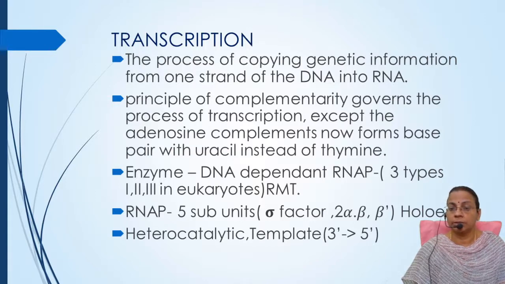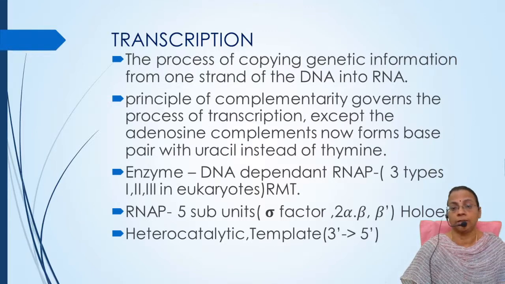We can remember this with the help of the mnemonic RMT. RNA polymerase 1 is for ribosomal RNA, the letter R. RNA polymerase 2 is for messenger RNA, the second letter M. RNA polymerase 3 is for transfer RNA. So RMT, that order of polymerase enzymes we can easily remember. RMT stands for RNA polymerase 1, 2, and 3: 1 is for ribosomal RNA, 2 is for messenger RNA, and 3 is for transfer RNA.